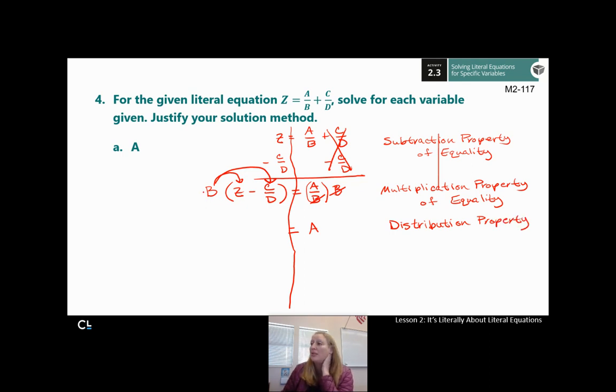So we'll distribute this. B times Z is, well, BZ, minus B times C over D. Well, remember you just multiply with the top here, right? And divide out the bottom. So B times C, so we'll put BC over D, divide out that D. Look, we got our formula. A equals BZ minus BC over D.